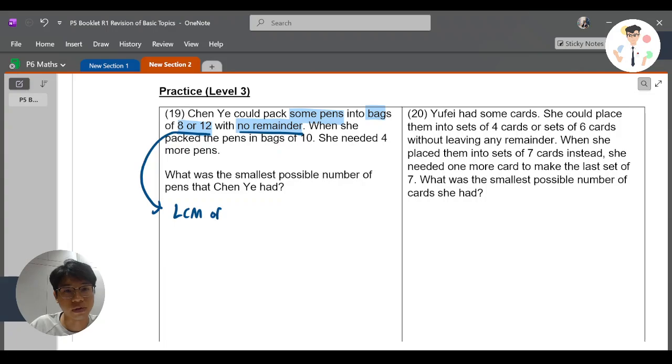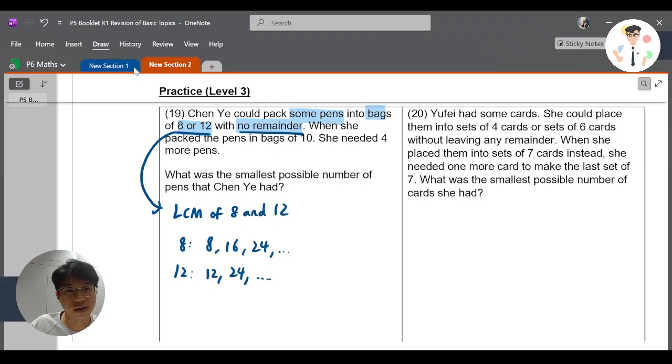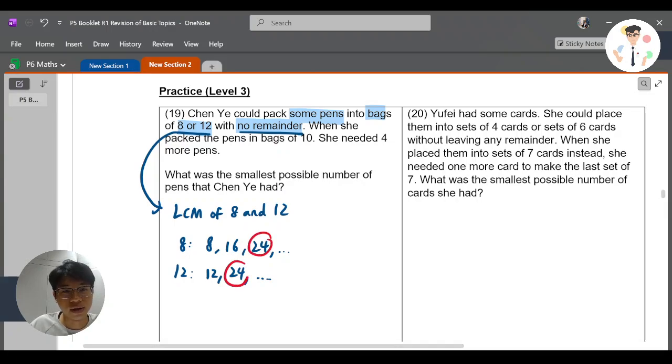What is the LCM of 8 and 12? Of course, we can straight away find the answer. But if you are not that skillful yet at this stage, you can list down as usual. You can say 8, 16, 24, and so on. For 12, start with 12, 24, and so on. The first number that is the same is 24. So I know the LCM is 24.